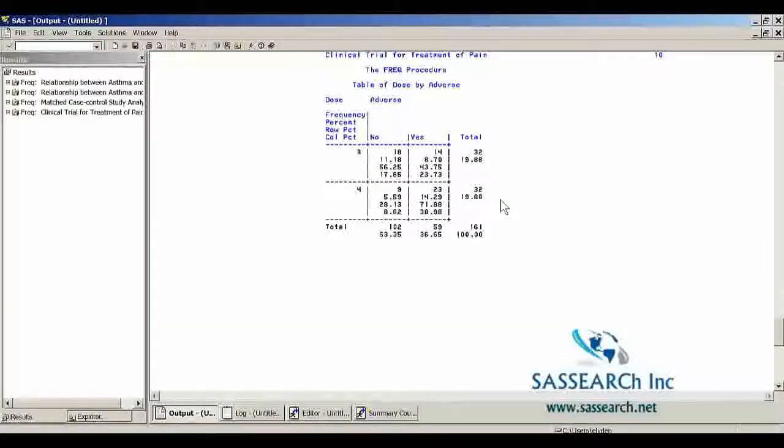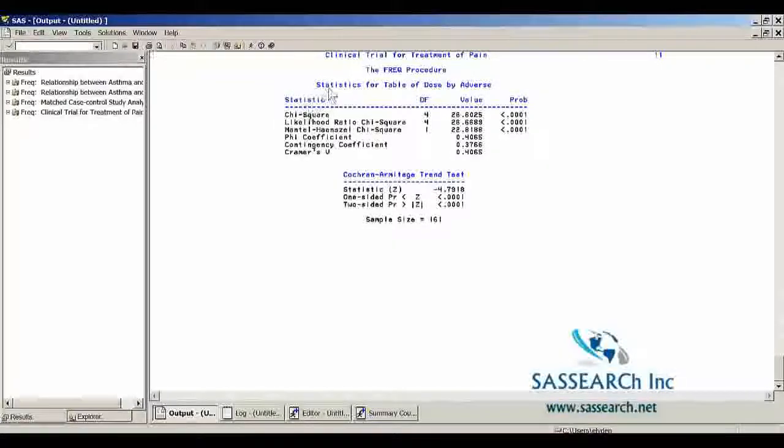So what we're interested in with this test for trend is whether the proportion of patients who have adverse events or adverse side effects from the treatment increases as the dose of the treatment increases. So just eyeballing this data, it appears that we have a trend going on.